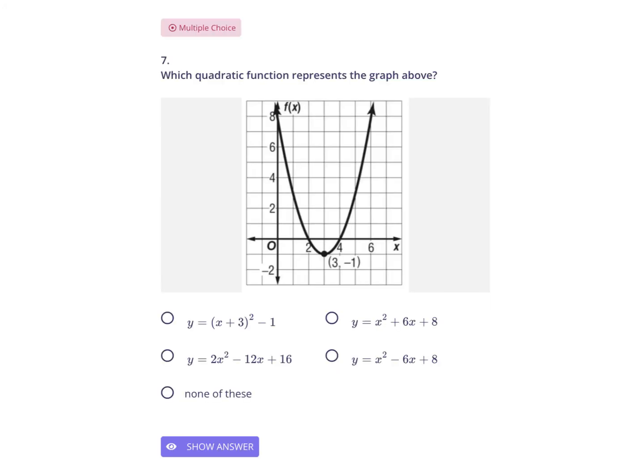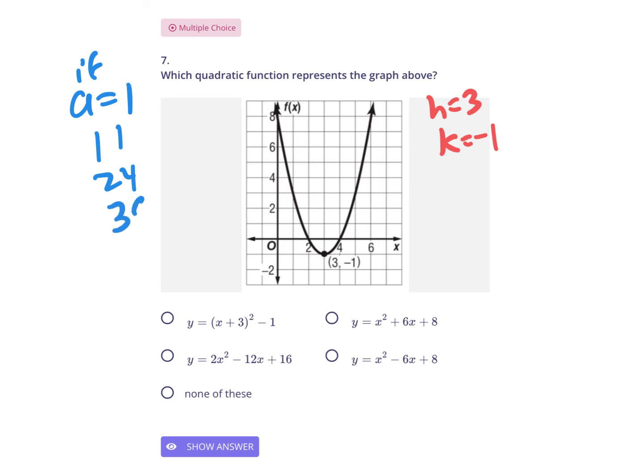Which quadratic function represents the graph above? Well, if we have the h and the k, which we do, we know that h is 3 and k is negative 1. And could we find out the a value? Well, if your a value equals 1, you'll have the pattern 1, 1, 2, 4, 3, 9. And if it's not, then you have to modify that pattern and you'll have a different a value.